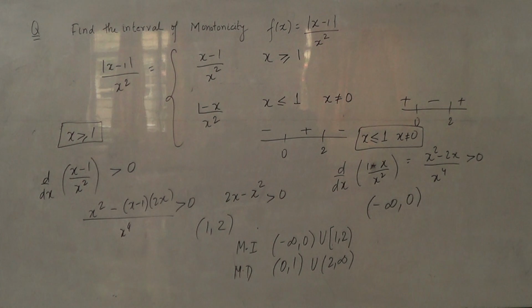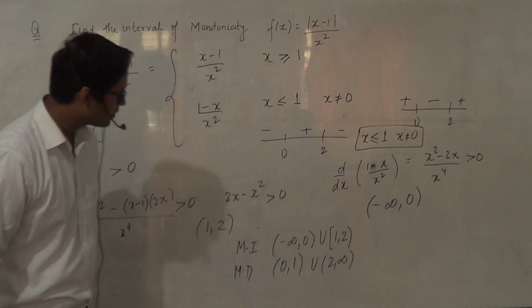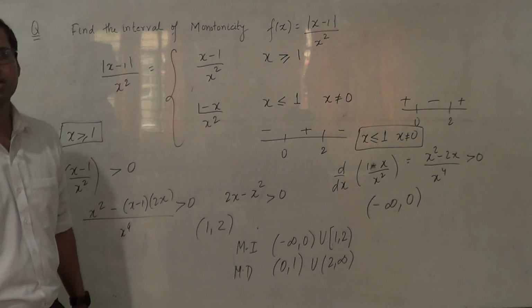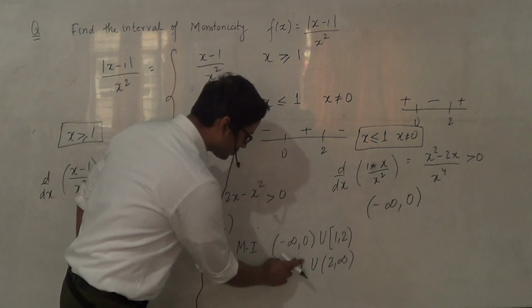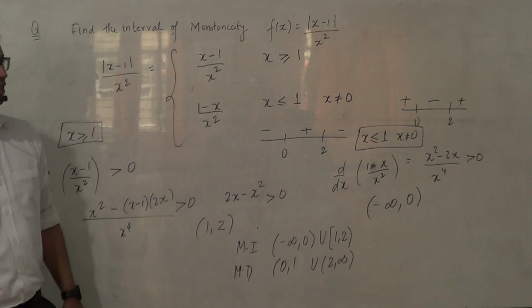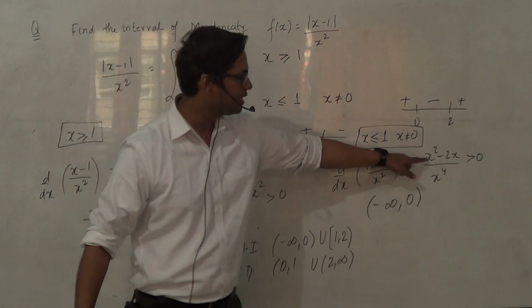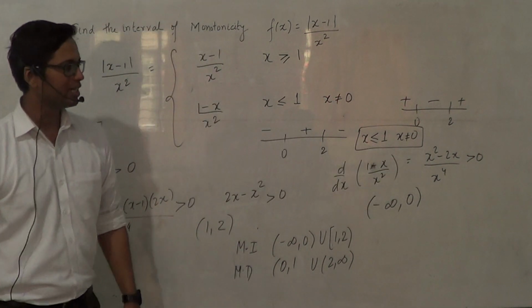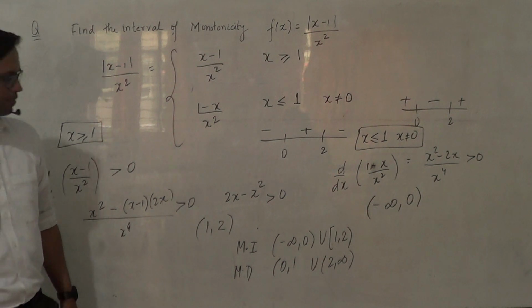Okay. So the answer for this would be the function is increasing in the interval minus infinity to 0 union 1 to 2 and decreasing from 0 to 1 union 2 to infinity. By the way, this 1 could be included here as well, right? Wait, then... sorry. Because at 1 this function would be less than 0, right? So yeah.